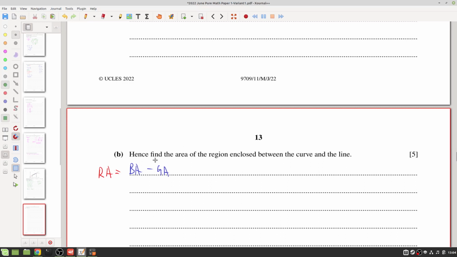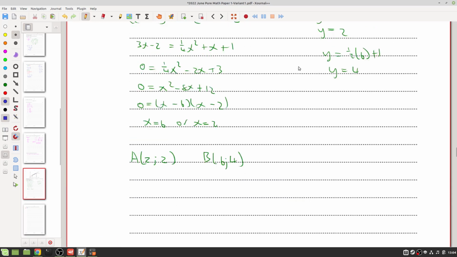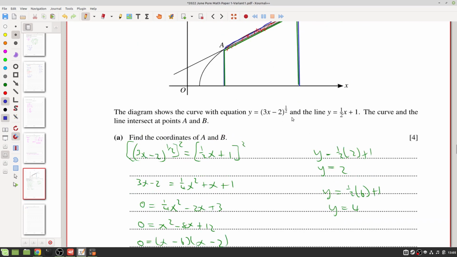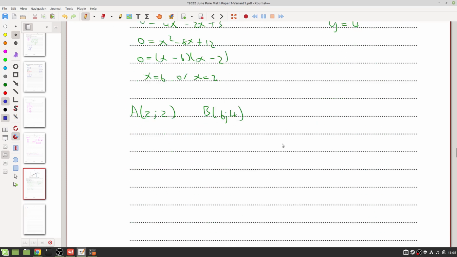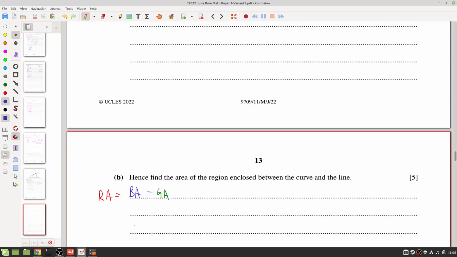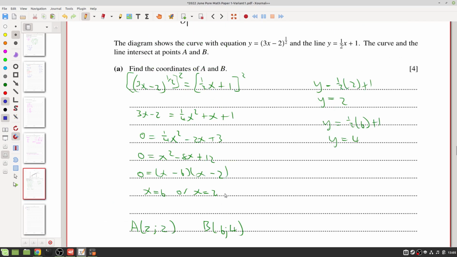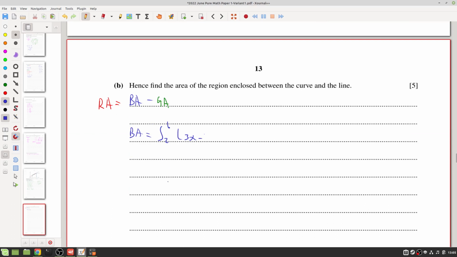Okay, let's do this. The blue area is the area underneath this curve, so we're going to integrate this from 2 to 6. For the blue area, we're going to integrate from 2 to 6 this function, 3x minus 2 to the power half, with respect to x.